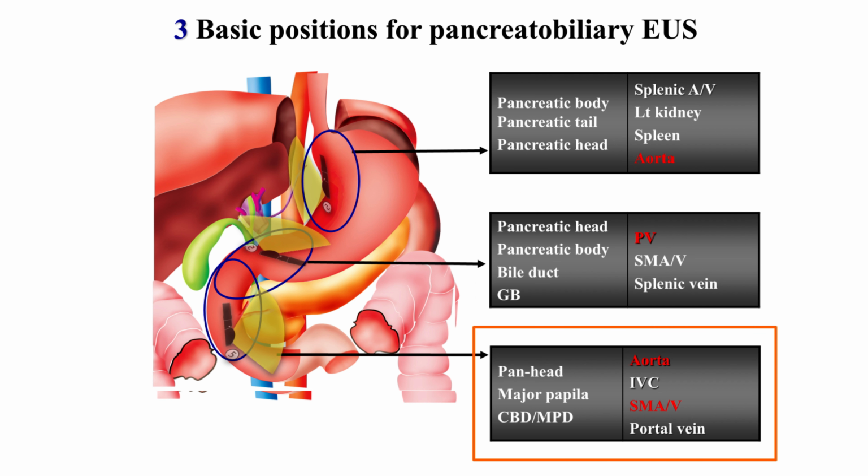Finally, from the second part of the duodenum, D2, the endoscope examines the lower part of the pancreatic head and major ampulla. In this position, the main landmarks include the aorta and the SMA and SMV. A clear understanding of these 3 basic positions is the starting point for accurate diagnosis in pancreatobiliary EUS.